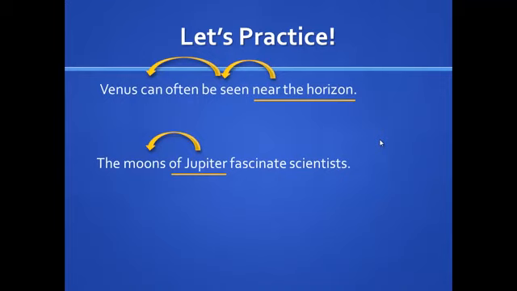Now ask yourself, what part of speech or what type of word is moons? I'll give you a hint. Moons is a thing. If you said noun, you are absolutely correct. And since of Jupiter describes moons, which is a noun, of Jupiter is what type of phrase? Crossing my fingers that you're saying adjective, because if so, you are correct. Let's do one more together.